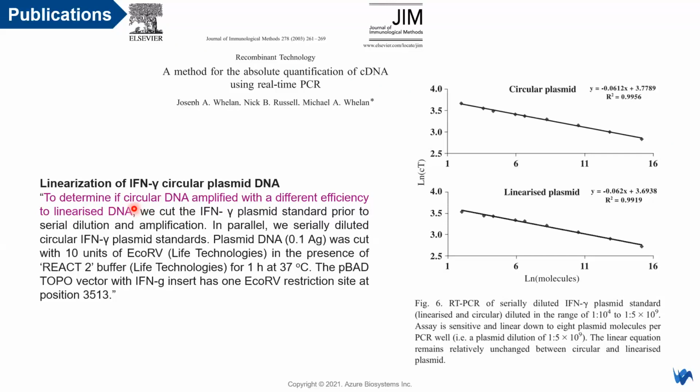So they cut up the plasmid DNA and get a linearized DNA, then do the qPCR, establish and generate the standard curve, just to check whether they have the same efficiency and also the slope. So you can see they have very similar slope and efficiency. So they feel safe, even though they're not using circular DNA as the standard type, because it has the same efficiency as the standard they use.